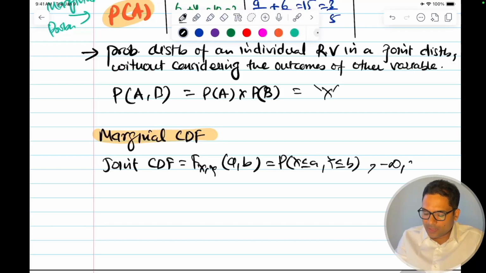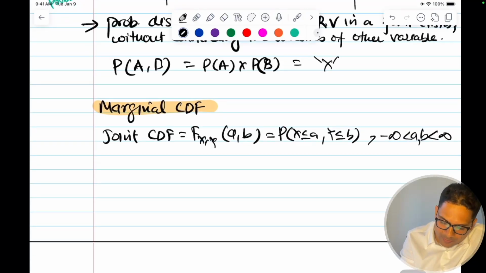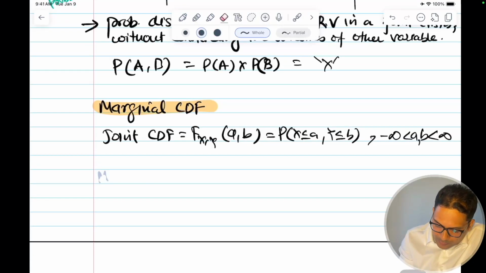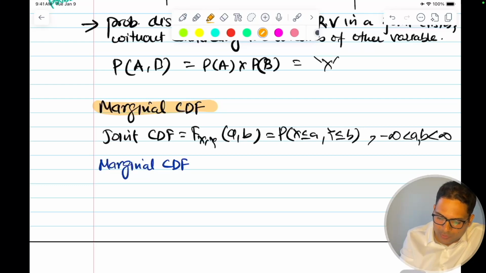Such that minus infinity is less than a, b. So these values lie between minus infinity and plus infinity. Okay, so what will be the marginal CDF from here? CDF is the cumulative distribution function. What will be the marginal CDF?